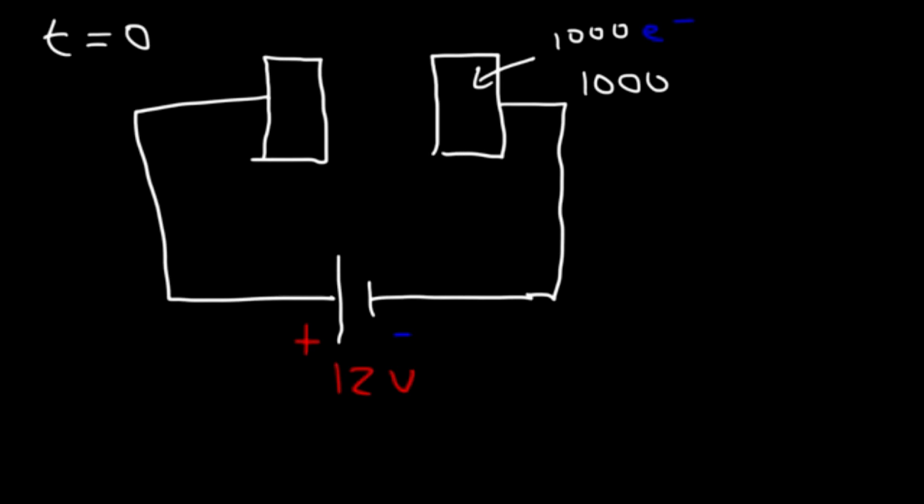So we have 1,000 electrons and 1,000 protons. And on the other side, we also have 1,000 electrons and 1,000 protons. Now, in the metal, the protons don't move, but the electrons are free to move. So keep that in mind.